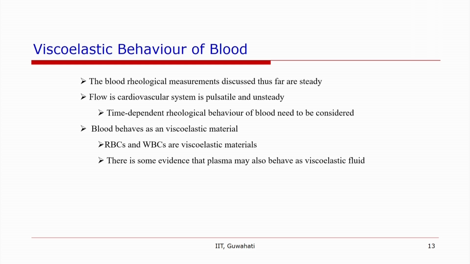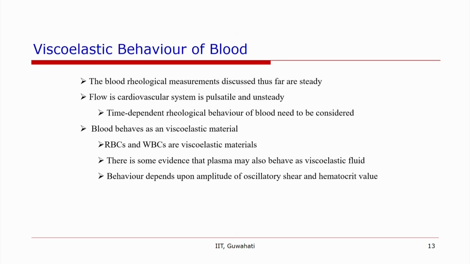Recently, there is some literature which says that under some conditions plasma may also behave as a viscoelastic fluid, and that can be attributed to the proteins that are suspended in the plasma. Because of the presence of these proteins, the plasma may behave as a viscoelastic fluid, and this behavior under oscillatory flow conditions depends on the shear rate and the hematocrit value, which, if you remember, is the percentage of red blood cells.